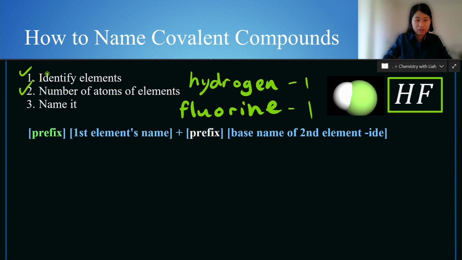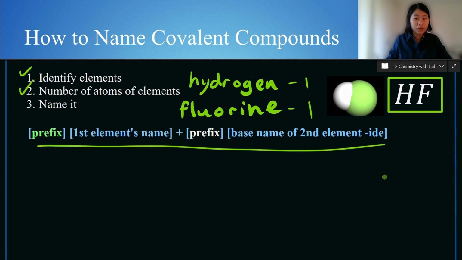And now we're going to name it using the rules here. So there's 1 hydrogen, meaning we cannot use mono because it comes first. First element, second element here. Right, so we have 1 of the first, but we cannot use mono, so this part is eliminated. So we'll have this part, the name of the first element, which is hydrogen.